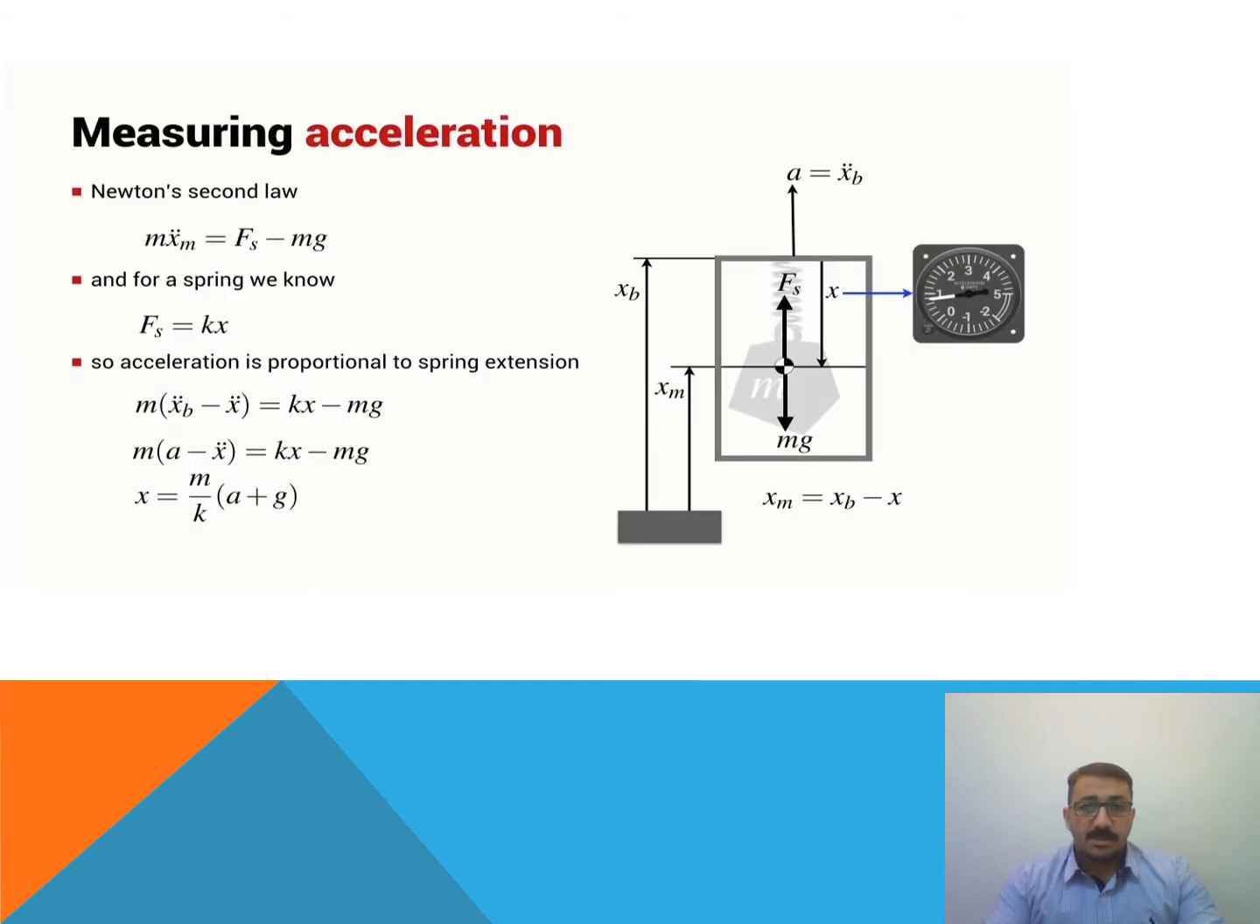In this page, we find the formulas which we use to measure the acceleration. The first one is Newton's second law, and the second one is the force of the spring. The third one shows that acceleration is proportional to spring extension. So by the extension of the spring and the force of the spring, we are able to measure the acceleration.